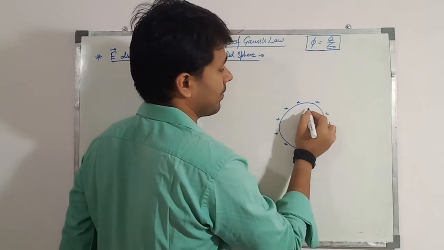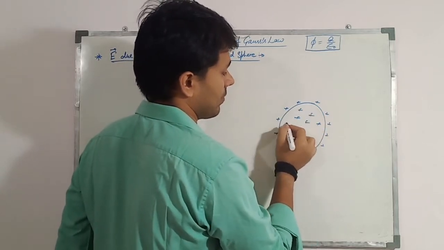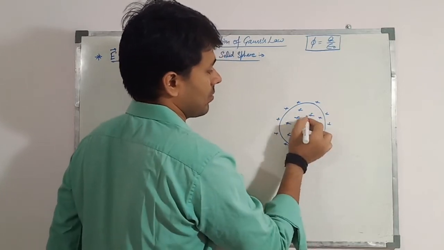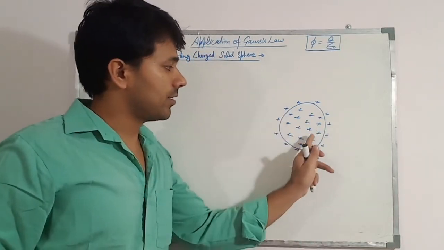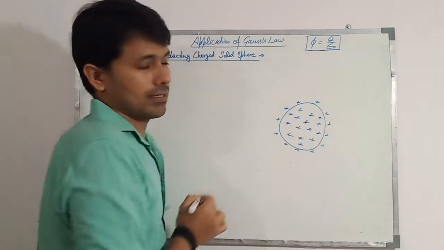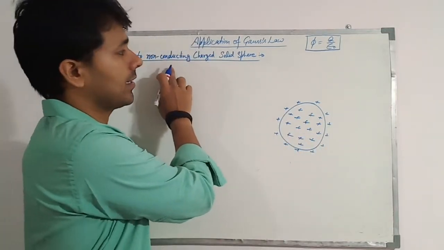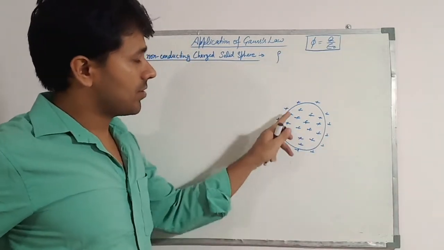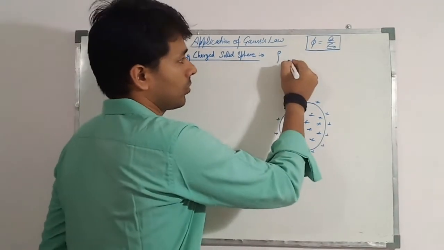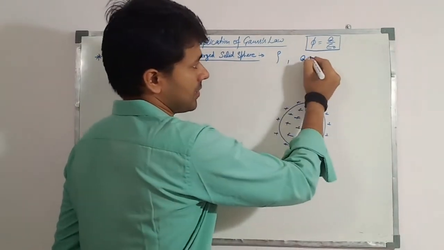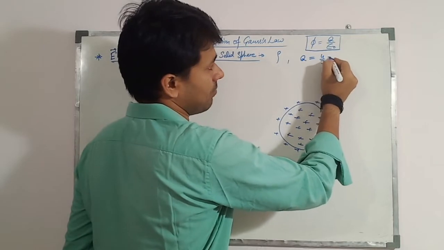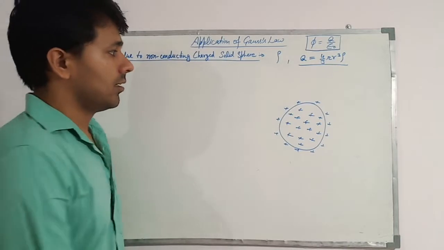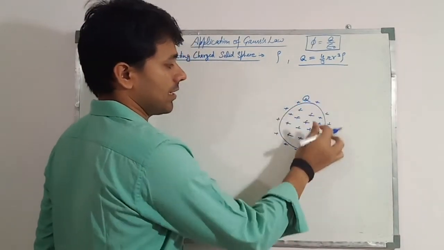Sphere. The charge is contained by this solid sphere, also inside it, because it is non-conducting. That's why the volume charge distribution given is rho and the total charge is Q, and the total charge is given by 4 by 3 pi R cube rho. Q is the total charge on that solid sphere.